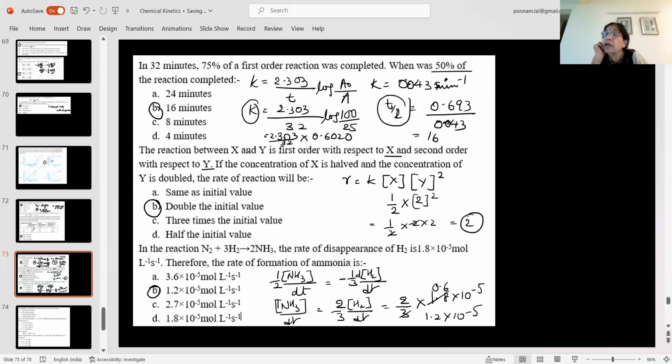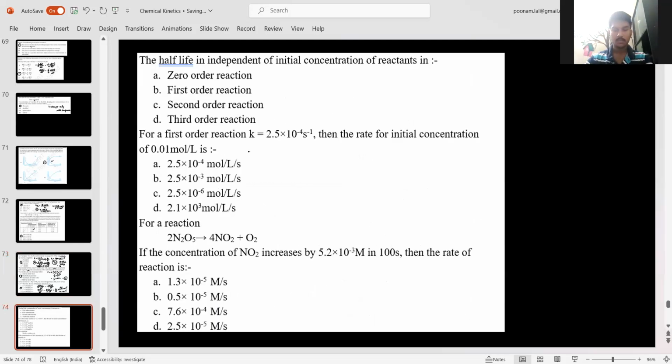Hari, Raghav, Vishal and Sanjay, is something happening? Are you understanding something? Yes, ma'am. Sanjay, is something happening? Yes, ma'am.